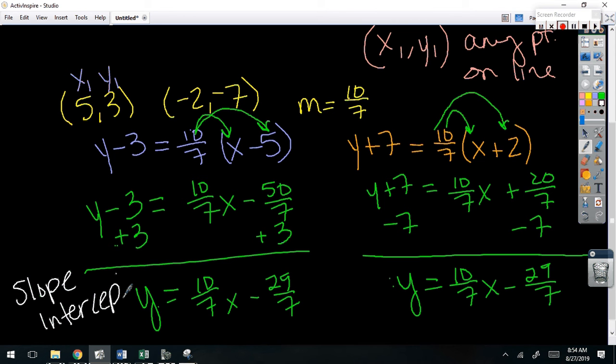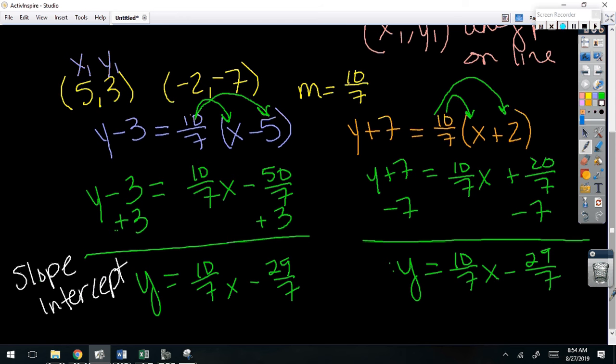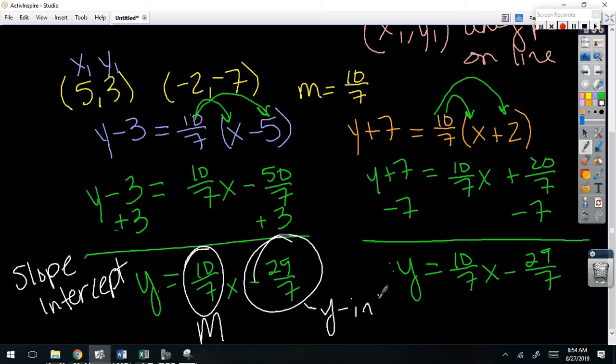Why is it called slope-intercept? It gives you a slope and an intercept. In the green equation, what's the slope? They're both 10 over 7. That's my slope, right? Which intercept? Y-intercept. What is a y-intercept? Where it crosses the y-axis.